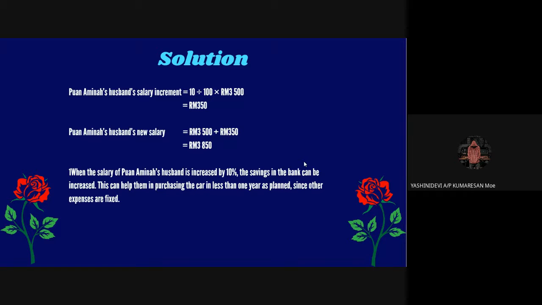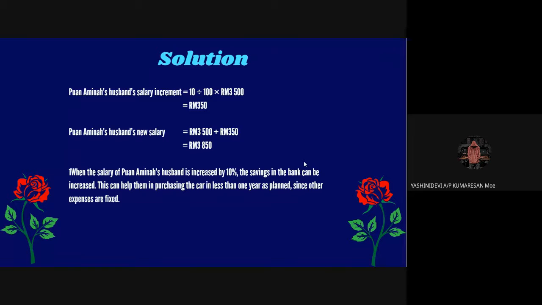Puan Amina's husband's salary increment is 10%. So, we firstly need to find out the total amount of the salary increment. To calculate that, you take 10 out of 100 times 3,500. So, you will get 350 ringgit. To count his new salary, you add the 350 ringgit to his initial salary of 3,500 ringgit. So, the total will be 3,850 ringgit.